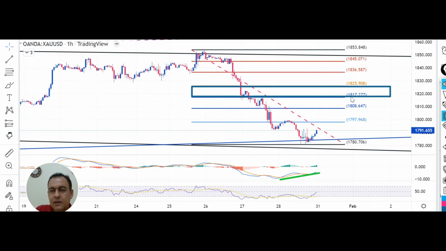So anything between 817 to 825. I've mentioned in the text version, I'm expecting it to reach around 1815. So let's see how it plays out in the coming days.